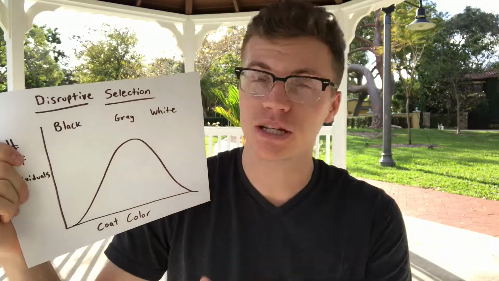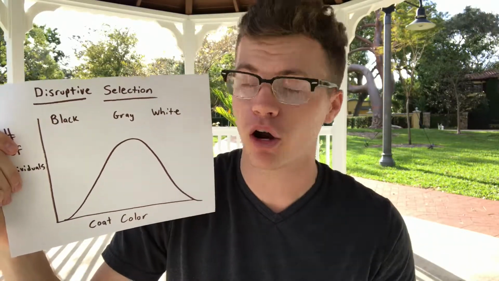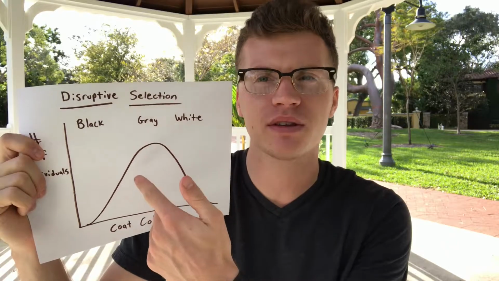In this case, it would be very beneficial for you to be either a white wolf, so you can blend into the snow and snowy environment, or it would be very beneficial for you to be a black wolf and blend in very well with the shadows and darkness of those trees. And then gray wolves would become less and less common because they can't camouflage themselves in either environment as well as these guys can. The population, let's just say, starts out like this, the normal bell curve. The majority of individuals are gray, with some individuals being black and some individuals being white, but not as many as gray.